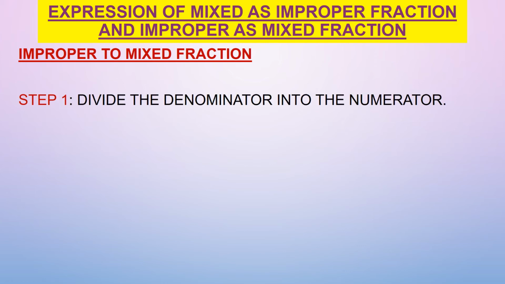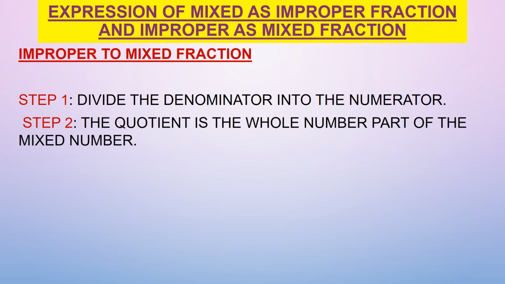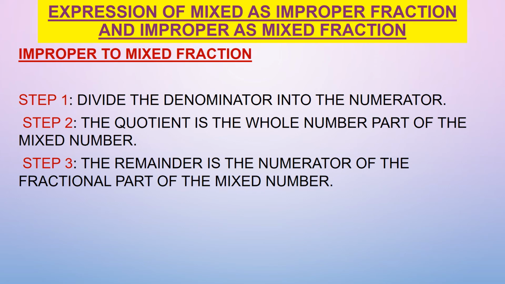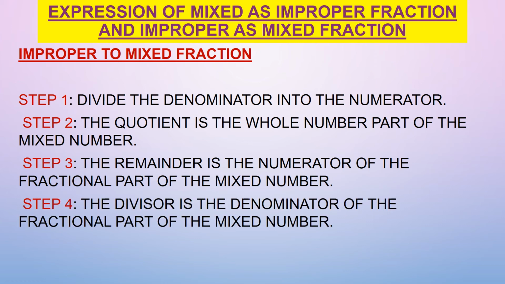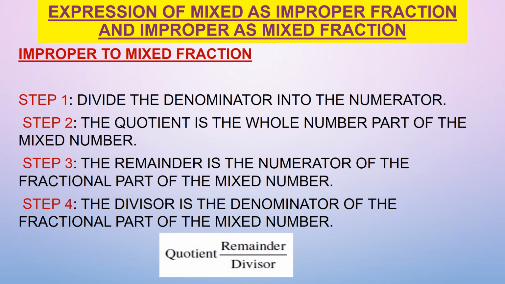Step number 1 is divide the denominator into the numerator. Step 2, the quotient is the whole number part of the mixed number. Step number 3, the remainder is the numerator of the fractional part of the mixed number. Step 4, the divisor is the denominator of the fractional part of the mixed number. Therefore, a mixed fraction is written as quotient remainder upon divisor.